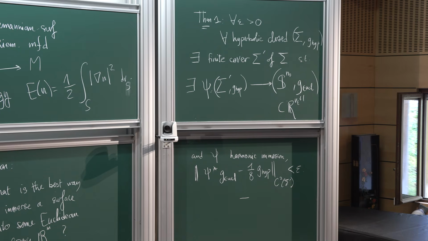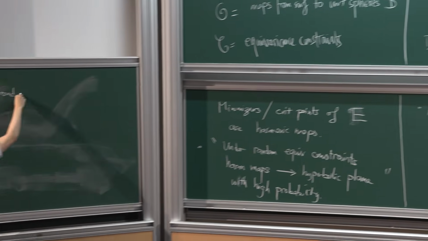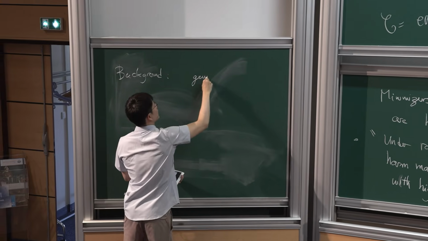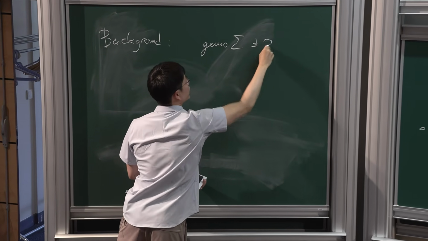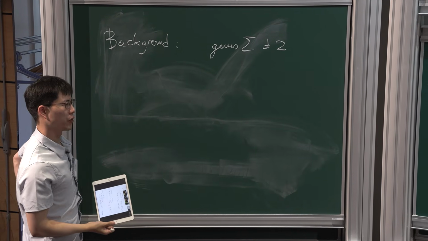So I want to spend maybe 10 minutes explaining why this result is kind of sharp, kind of optimal. So let me give you some background. And also, let's assume that the genus of sigma is at least 2, because this is the generic case. It's, for me, more interesting than the sphere and torus case.